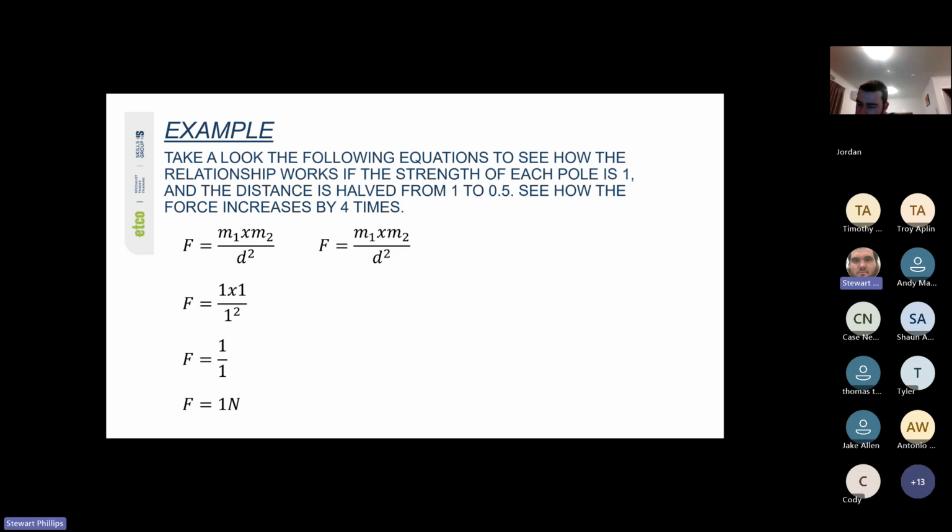Cool. So F equals m1 times m2 divided by d squared. Same equation, but 1 times 1 divided by 0.5 squared, which ends up being 0.25 in the denominator. So a force of 4 newtons. So that is the force of either attraction or repulsion, depending on what way the magnets are facing.